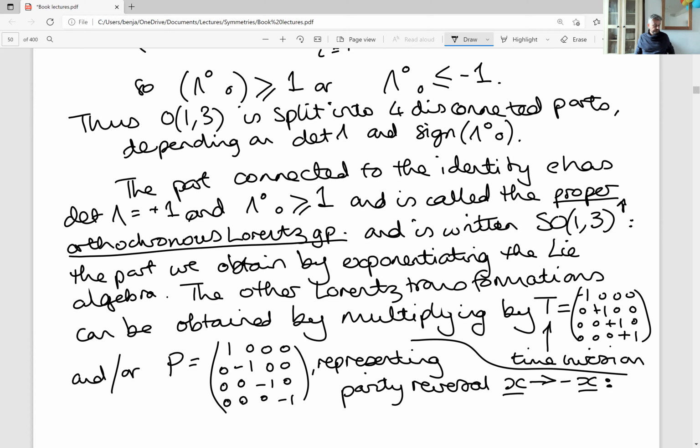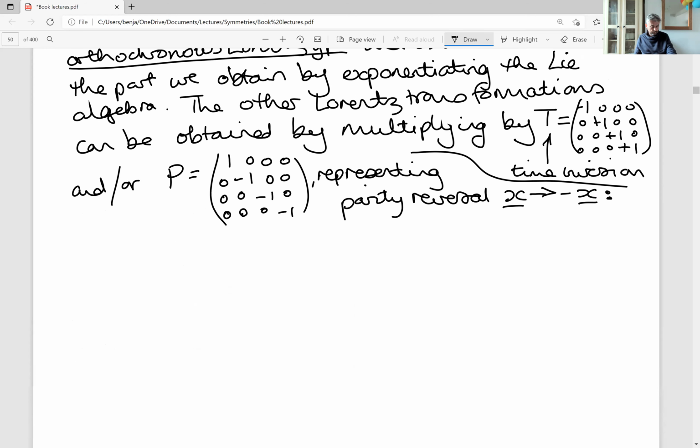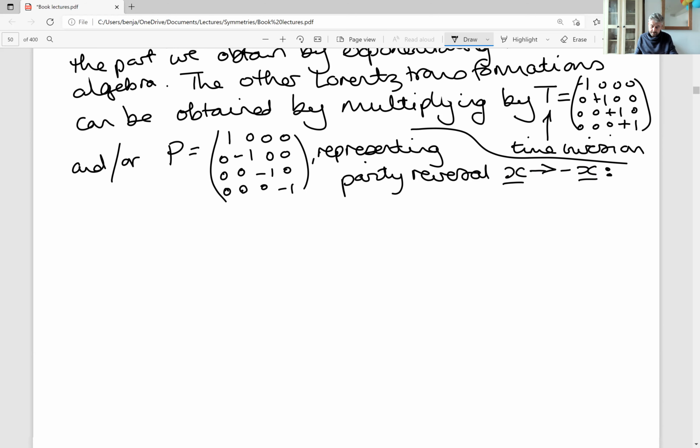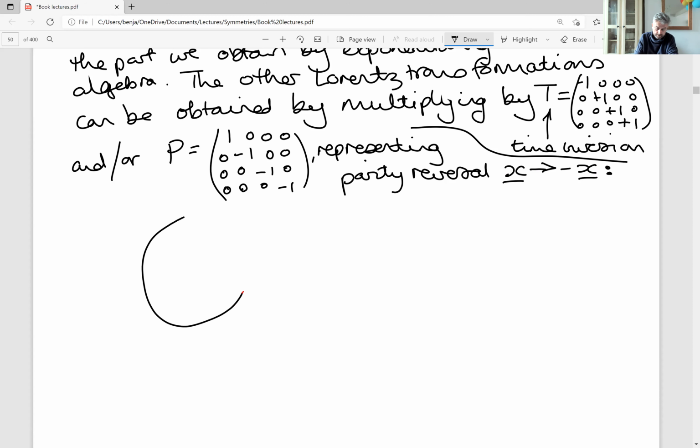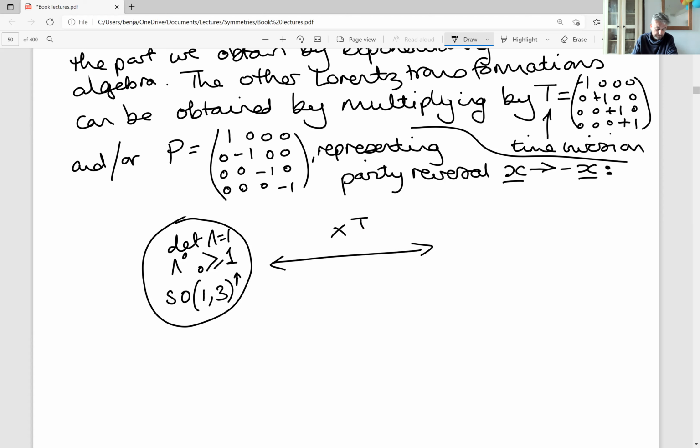So let's draw a picture now of the 4 disconnected parts of the Lorentz group. So we exponentiate the Lie algebra, and we can get this bit with det lambda is +1 and lambda 0,0 is bigger than or equal to 1. And this is called the proper orthochronous Lorentz group, and it's denoted SO(1,3) with an up arrow. But then if we multiply by this T reversal, we get det lambda is now -1 and lambda 0,0 is less than or equal to -1.